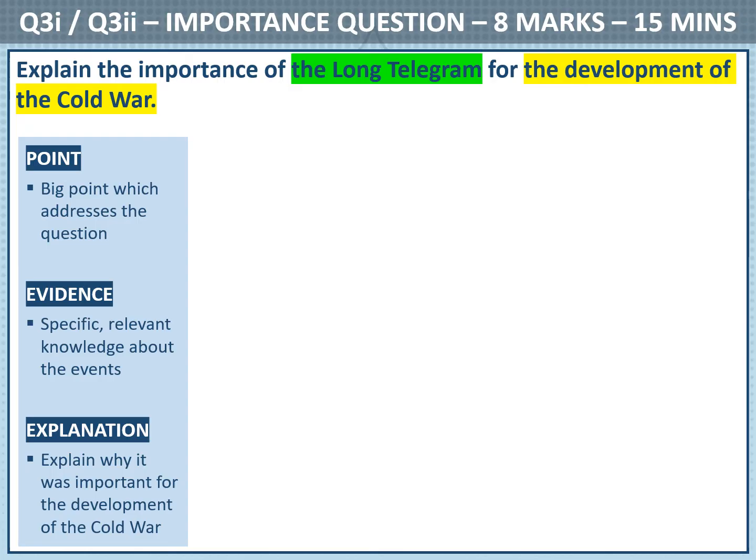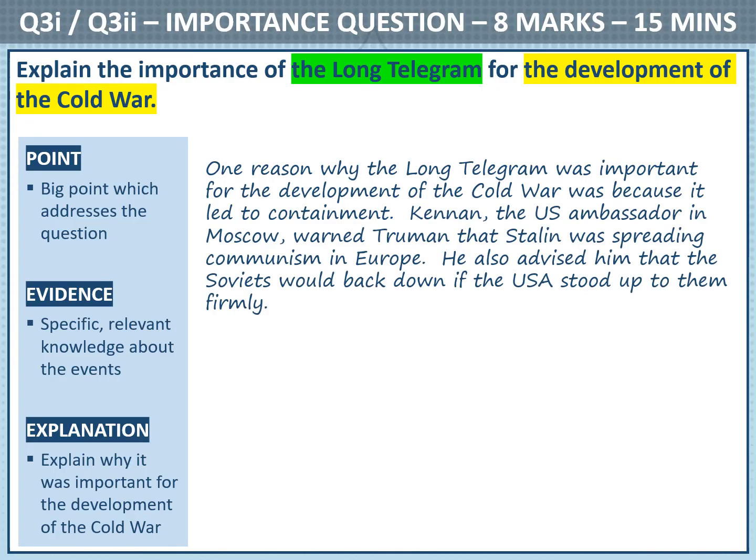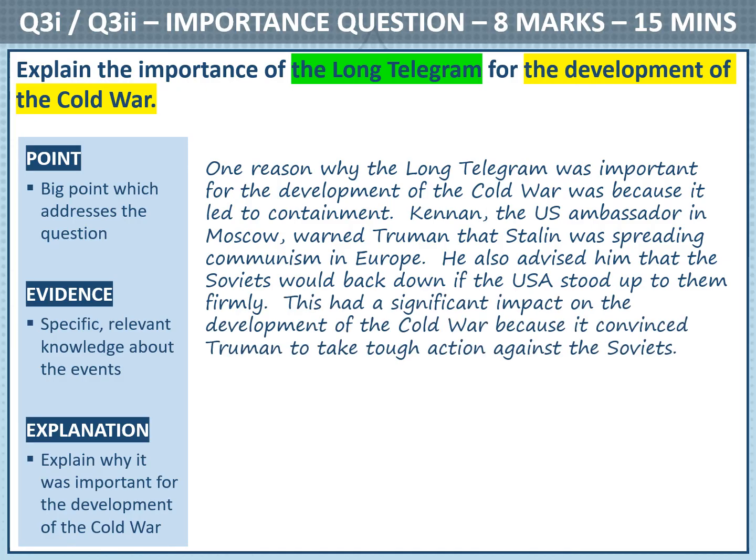Once again, we're going to use that same structure: point, evidence and explanation, and we'll write 2 paragraphs. We'll begin with a big point. Once again, I'm keeping it quite broad. I know the long telegram led to containment. Now I need to show some specific relevant knowledge about the long telegram. So I'm going to write a little bit about who made the telegram and what the message in the telegram was. And then I'm ready to start explaining how it impacted on the Cold War.